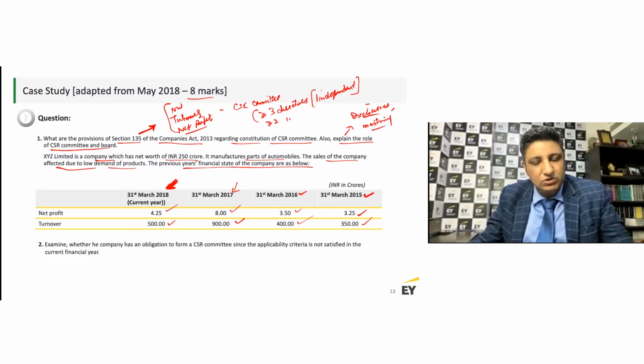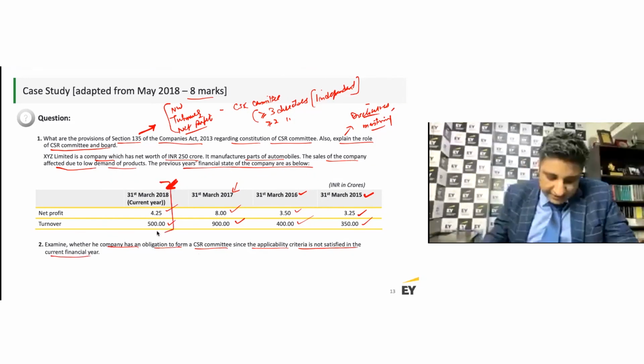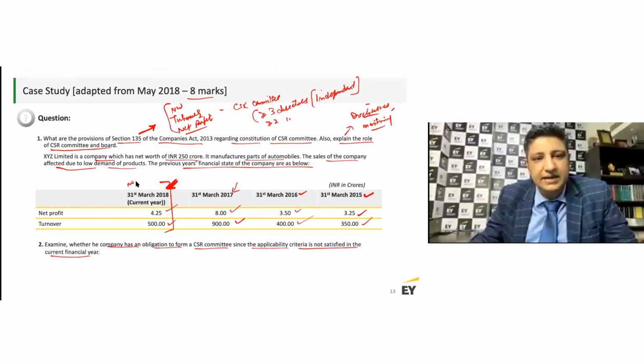Now, the question is, examine whether the company has an obligation to form a CSR committee since the applicability criteria is not satisfied in the current year. Rightly so, it is not satisfied. The question is that, will you be required to follow that CSR committee? That's the question. All right. Now, importantly, what I was saying is that this year in itself is not relevant for us. Okay. What is relevant is, of course, the year 31st of March 2017.